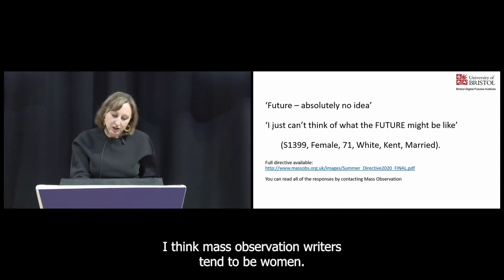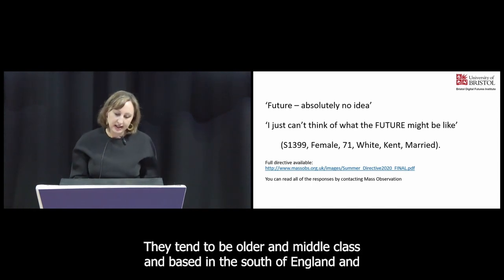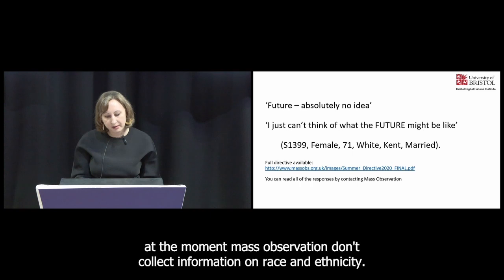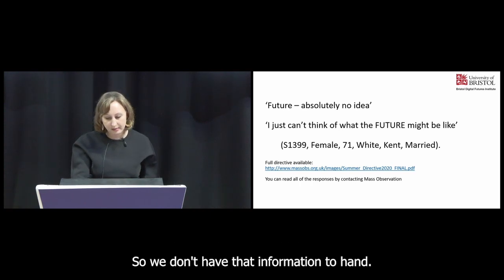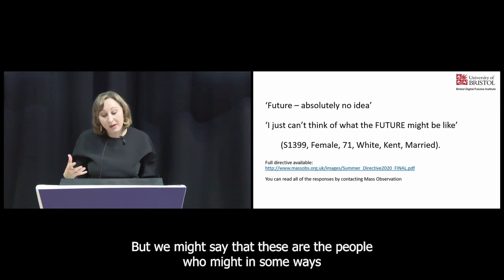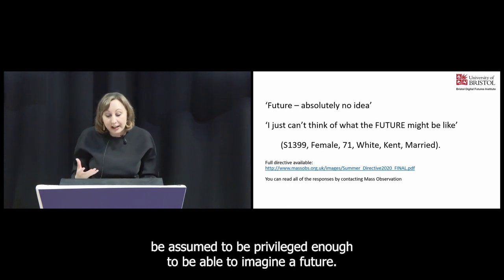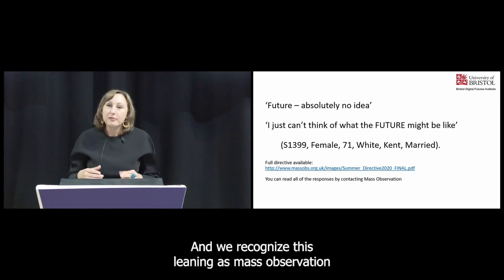Mass Observation writers tend to be women, older, middle class, and based in the south of England. At the moment, Mass Observation don't collect information on race and ethnicity, so we don't have that information to hand. But we might say that these are the people who might in some ways be assumed to be privileged enough to be able to imagine a future. And we recognise this leaning of Mass Observation.